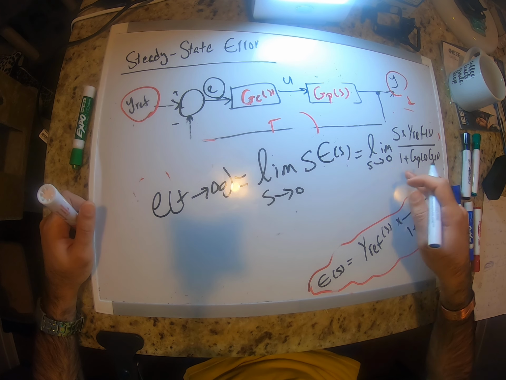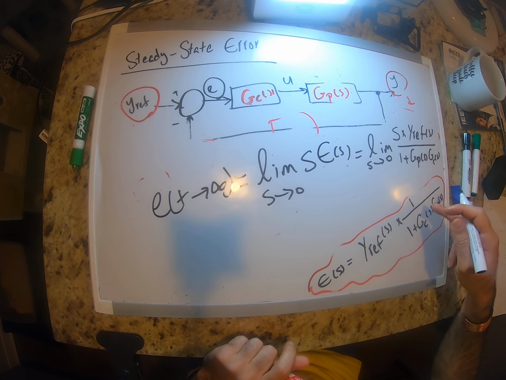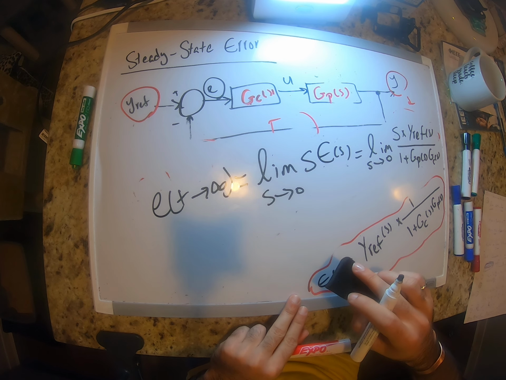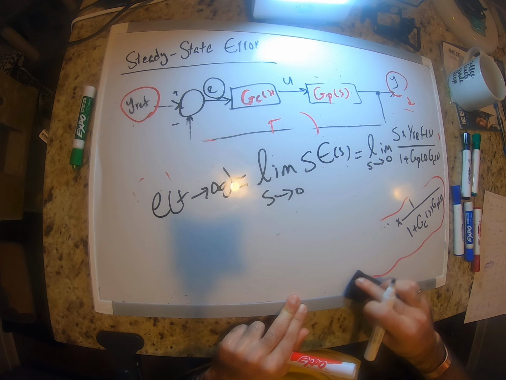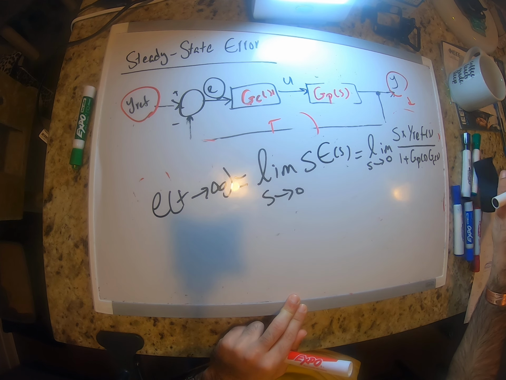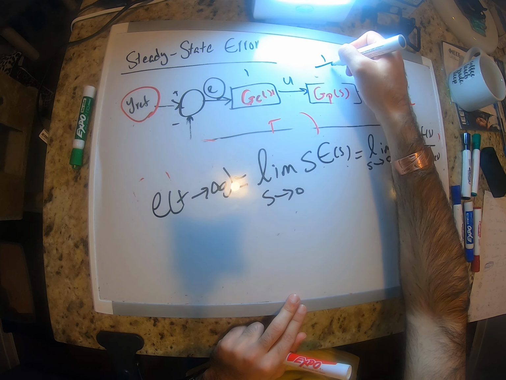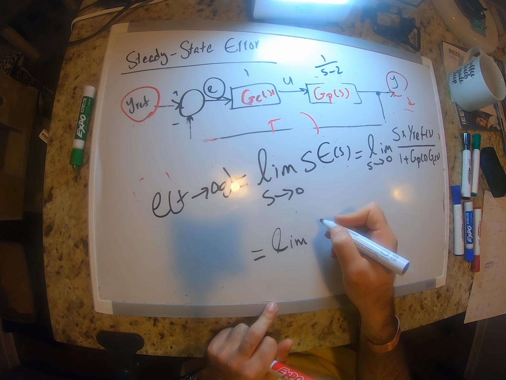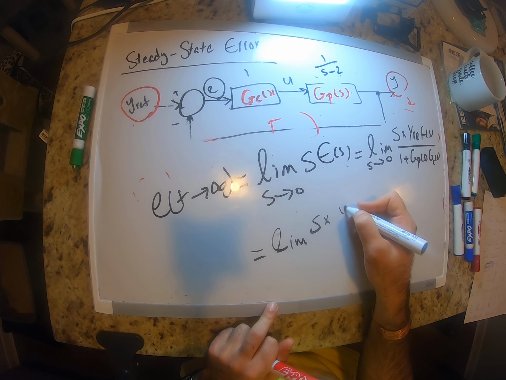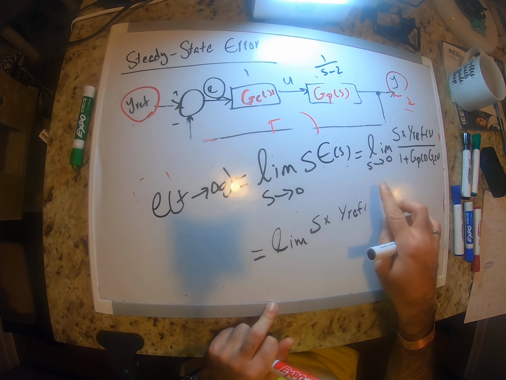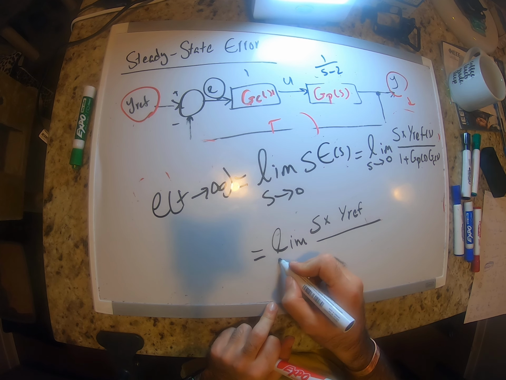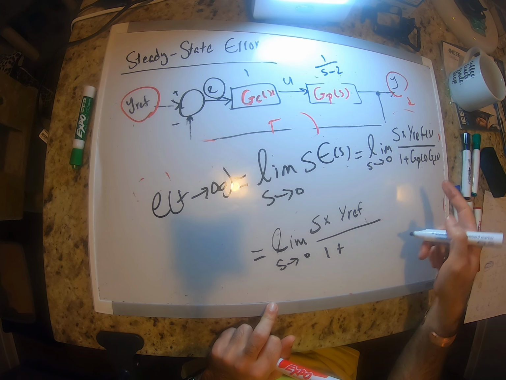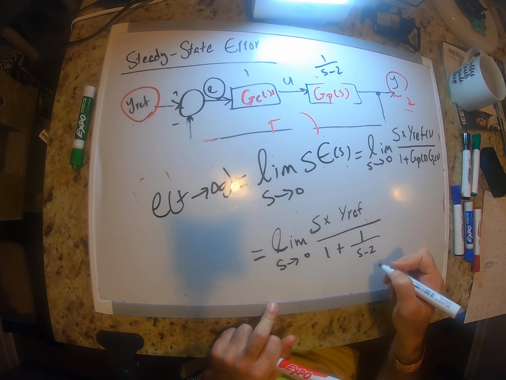So now, using this formula, it's very easy to calculate what the limit is going to be. Let's do it for the previous example where GC was 1 and GP was 1 over s minus 2. I hope I can do this. Let's do it on the spot. Limit of s times y ref. That's just a constant, so I just remove this. 1 plus GC is 1 plus 1 over s minus 2, okay?